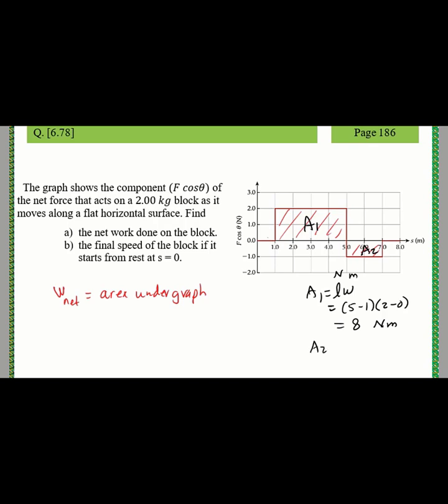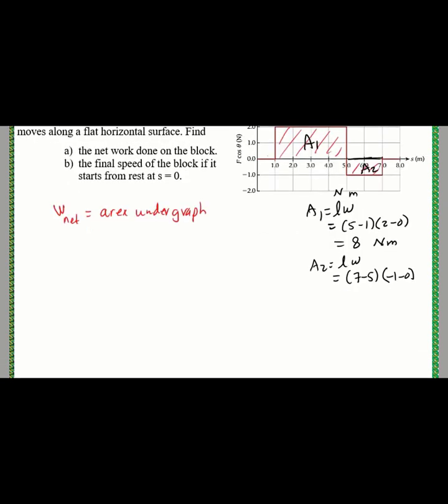Now A2 equals the same, L times W. L is from 5 to 7, so 7 minus 5, this one. W from 0 to minus 1, so minus 1 minus 0. So the answer here is minus 2 newton meter. So the net work equals A1 plus A2. A1 is 8 plus A2 minus 2, so it is 6 joules.